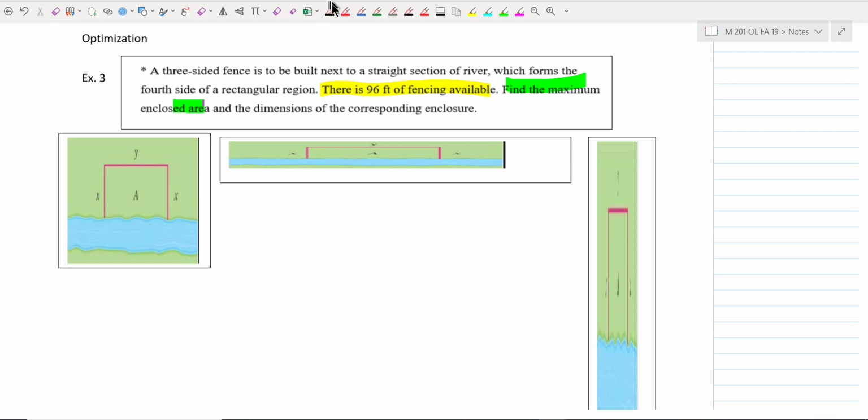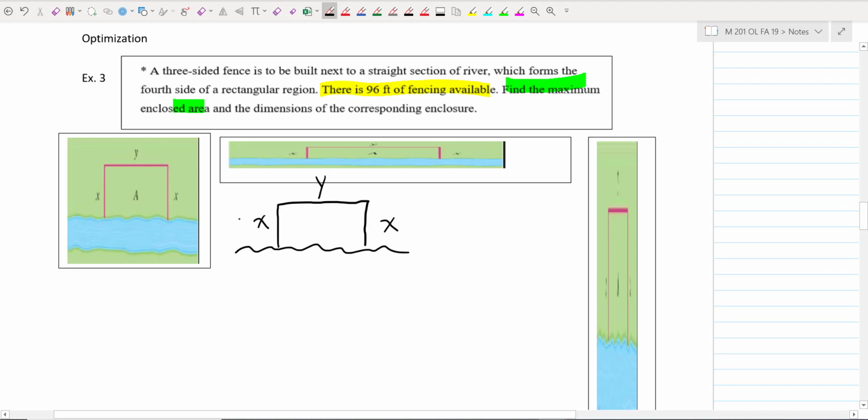So what you typically do on these type of problems is the first thing you want to do is list your variables, maybe draw a picture. I'm just going to draw a little picture here. So we've got the river, we've got our three sides of fence, and I'll just use X and Y. It's rectangular, so the opposite sides are going to be the same.